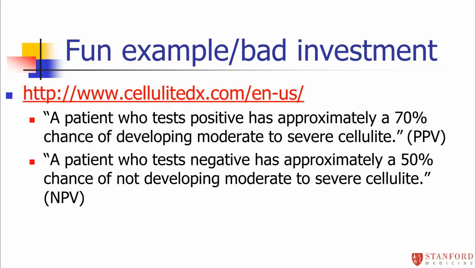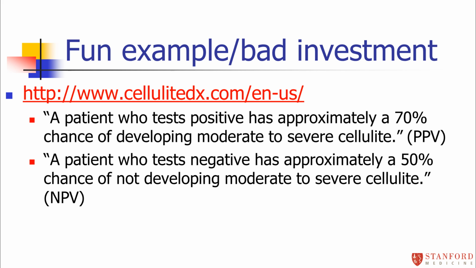So let's get back to this fun example, the Cellulite DX test. Again, I put the link here if you're curious about going to the company's actual website. This is a test that the company sells for about $250 a pop. It's a genetic test to tell women whether or not they are likely to develop moderate to severe cellulite. The idea is that a young woman might take this test before she develops cellulite, and it would give her some information about whether she's likely to develop cellulite, and therefore she and her doctor might be able to do something together to mitigate her risk.